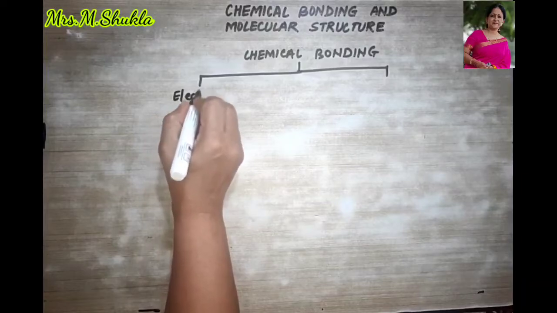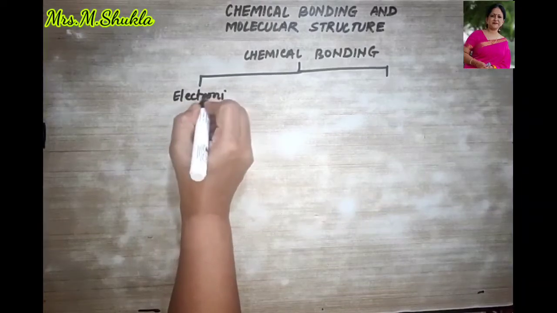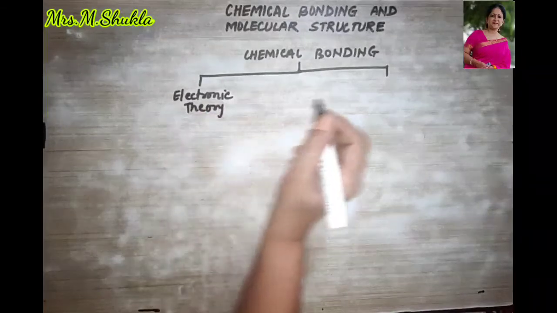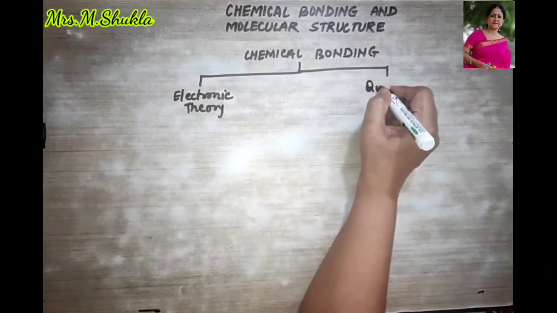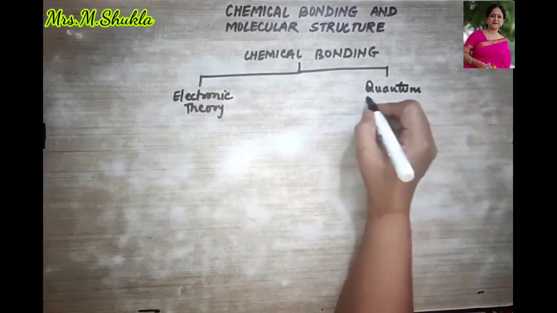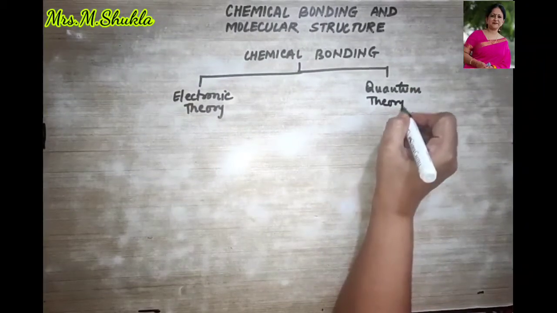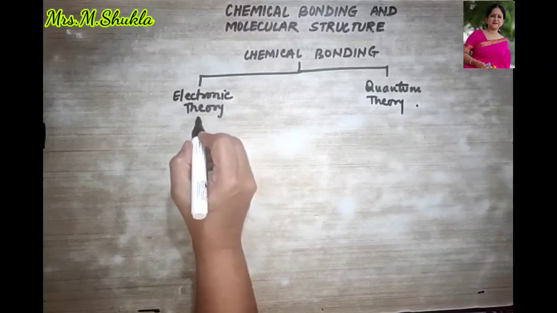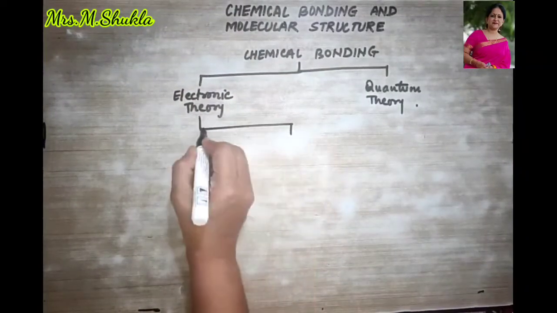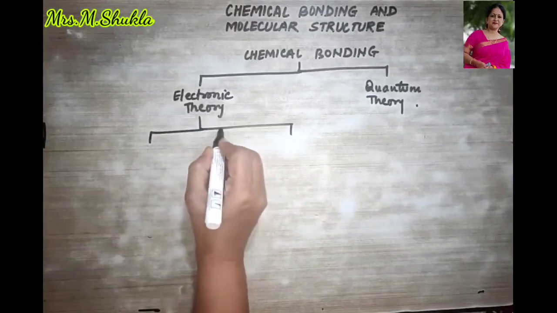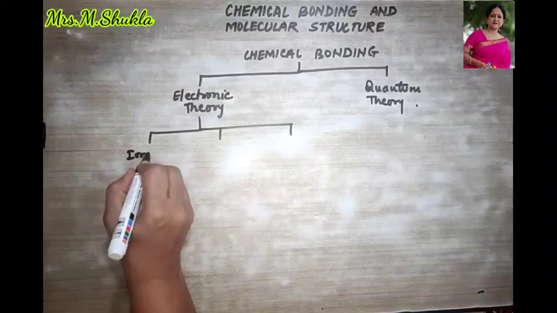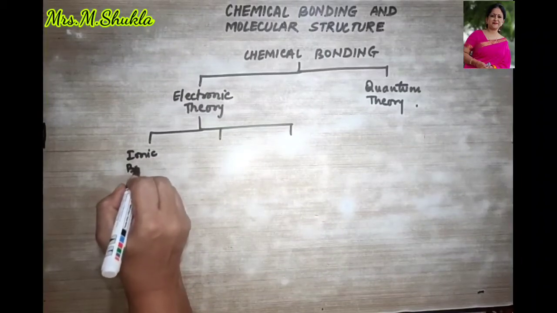First part is your electronic theory, okay, and your second part is the quantum theory, right? So electronic theory is what you have already studied earlier. It is further divided into three parts. What are they? The first one is called the ionic bond.